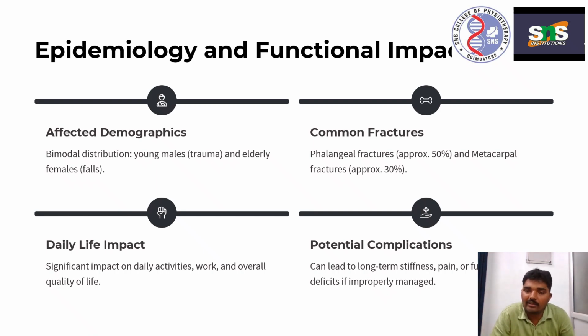Then you go for common fractures. The phalangeal fractures are approximately 50%, and the metacarpal fractures are approximately 30%. Then the impact on daily life: there is a significant impact on daily activities, work, and overall quality of life. Then potential complications: they can lead to long-term stiffness, pain, or functional deficit if improperly managed.